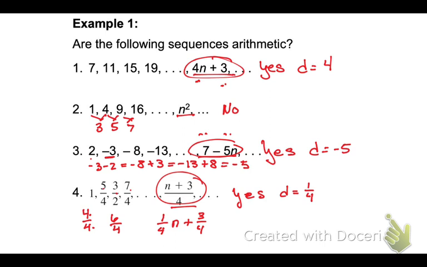What do you think the other number is? Like the 3, the 7, the 3/4. What do you think that is?